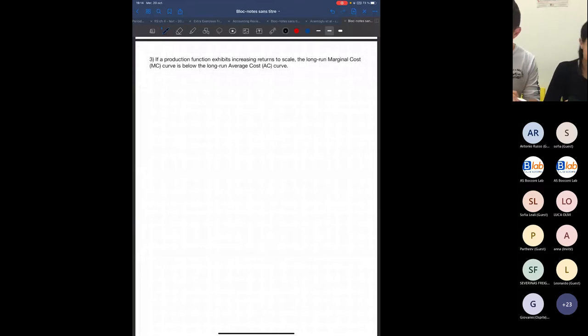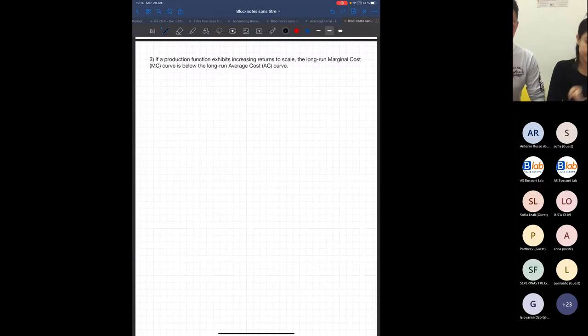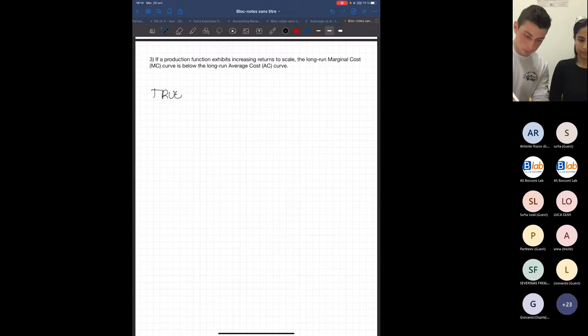Okay, nice. So, if a production function exhibits increasing returns to scale, the long run marginal cost curve is going to be below the long run average cost curve. Increasing returns to scale is basically that the more we produce, the more our costs are going to go down. When we produce more, our costs are going to be reduced. This is the main idea of increasing returns to scale. So, actually, this statement is true.